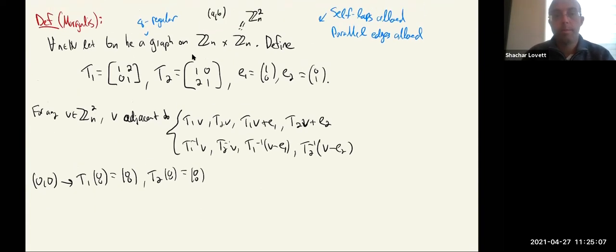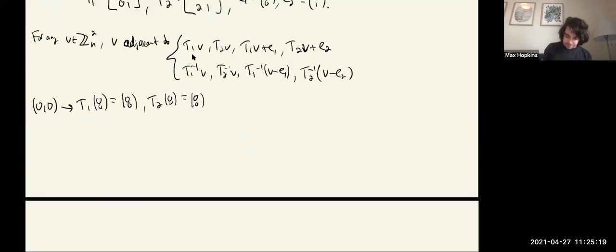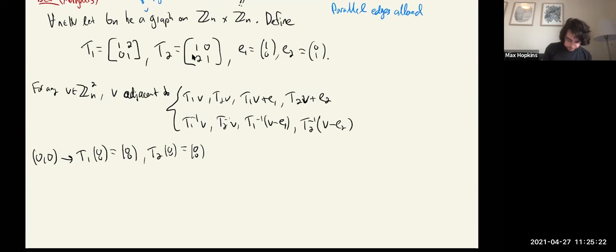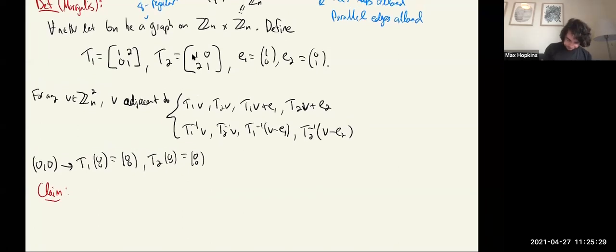Okay, so there's one easy thing. We're going to prove 2 things about the Margulis family of graphs, this lecture plus a little bit into next lecture. The first is very easy. I just want to claim that the Margulis graphs are strongly explicit. So the Margulis family is strongly explicit.